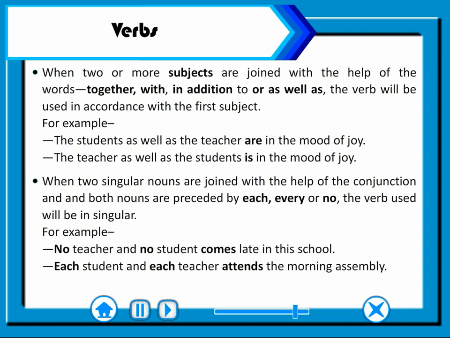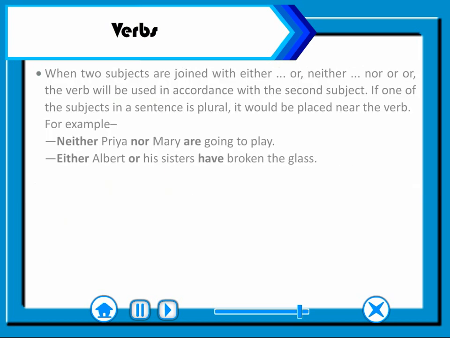When 2 singular nouns are joined with the help of conjunction and both nouns are preceded by each, every or no, the verb used will be in singular. For example, no teacher and no student comes late in this school. Each student and each teacher attends the morning assembly.